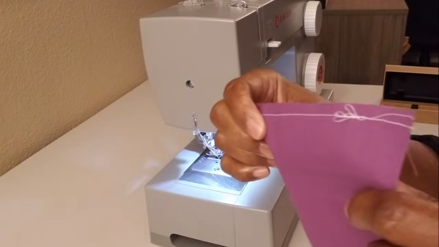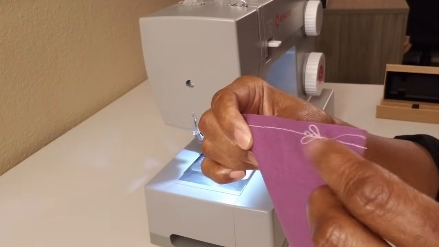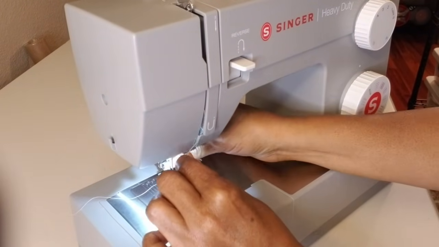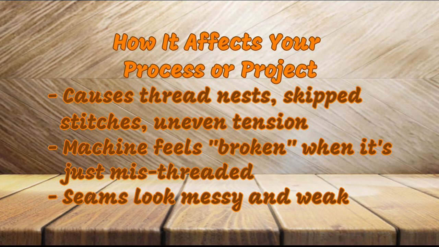If your stitches suddenly look messy or your thread keeps tangling, the most common cause is incorrect threading. Even one missed guide can throw everything off. How it affects your process or project. Causes thread nests, skip stitches, or uneven tension. Machine feels broken when it's just misthreaded, or seams look messy and weak.